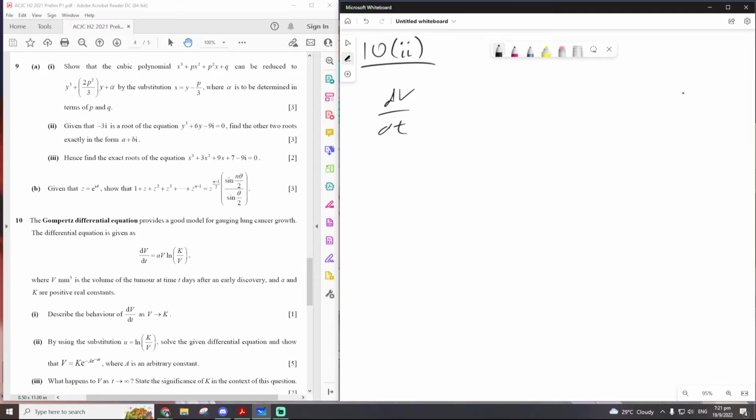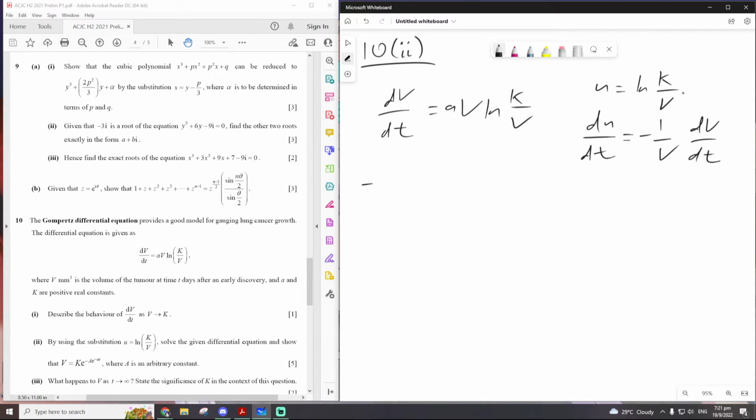dv/dt equals a v ln k over v. u equals ln k over v. What is du/dt? We'll differentiate both sides with respect to t. Now, k is irrelevant because it's constant, so it's just negative ln v, right? So I differentiate, I'll get 1 over v. No, sorry. I will get negative 1 over v times dv/dt.